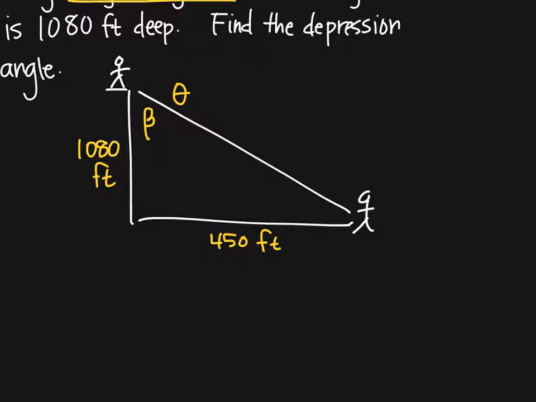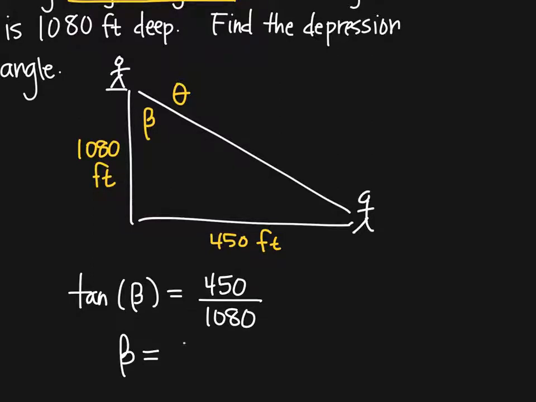Tan. Okay, we're looking at tangent because we want to relate the opposite side over the adjacent side. So this will be the tangent of the beta corner. It's going to be 450, which is opposite, over 1080, which is the adjacent side. So beta by itself is the inverse tangent of 450 over 1080. So grab your calculators and find me beta.